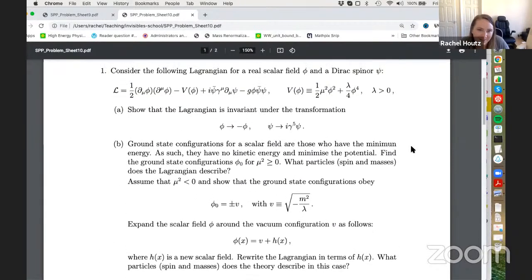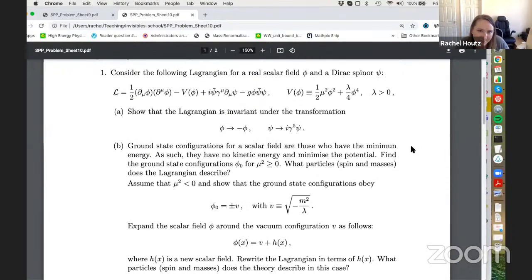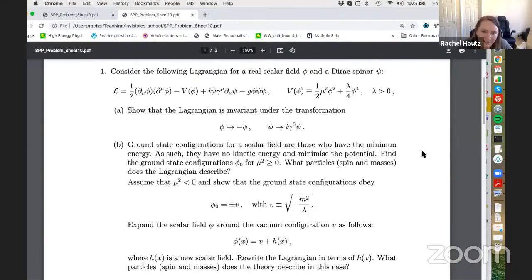So the next question, sorry, let's see if I can get everything on the screen at the same time here. The next question says that, as you know, ground state configurations for scalar fields are those that minimize energy. So if you minimize energy, that means there's no kinetic energy and you're sitting at the minimum of the potential. A very, very vague analogy with classical mechanics is that you're not like a ball oscillating about the minimum, you're just sitting at the minimum. So no kinetic energy and you're at the point of an extremum of the potential that corresponds to a minimum.